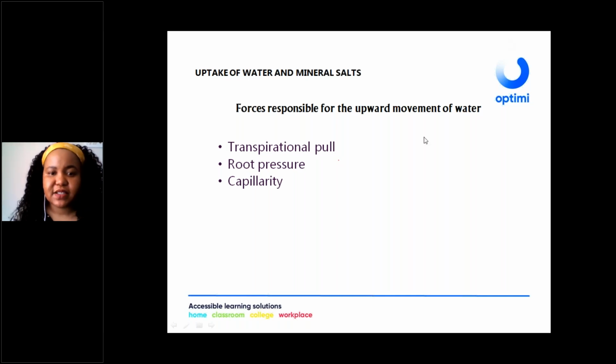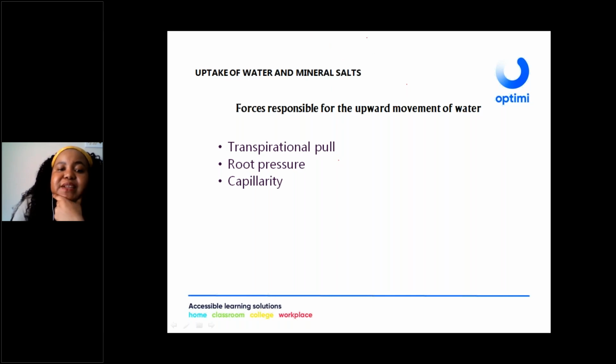As much as this is an upward movement, gravity will always want to bring it down. So this means we need some forces, some pushes, some pull, and some sort of strength for the water to overcome gravity and get all the way up to the leaves. Basically, when water diffuses into the root, it will create some sort of pressure, and then the transpirational pull will draw it upwards.